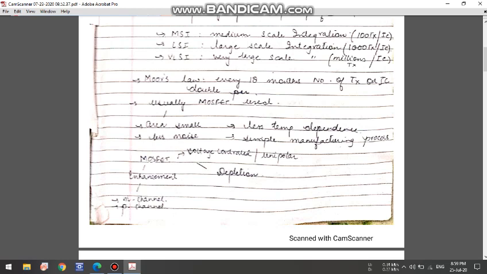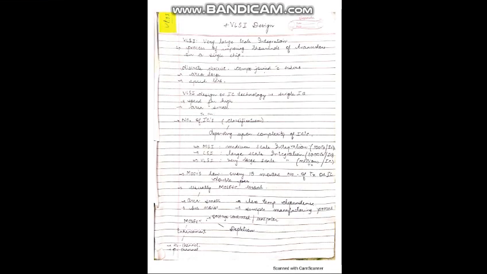Now these MOSFETs are of two types. One is enhancement MOSFET and the second one is depletion MOSFET. Enhancement MOSFET is one wherein the channel is enhanced as we apply the gate source voltage. It is not present there beforehand, but only on the application of our gate source voltage do we get a channel between the gate and the source.